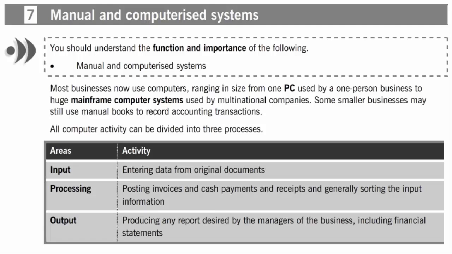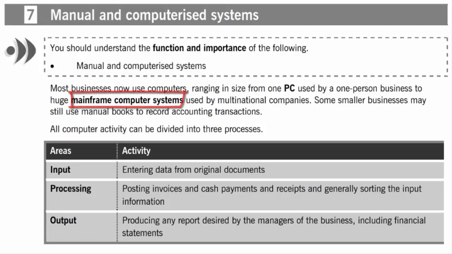The book tells us that we should understand two things. The function of these systems, that means what they do, and the importance of these systems, that means why they matter. Most businesses today use some kind of computer system to manage their accounting. But here's the interesting part. Not all systems are the same. Some small businesses might just use one simple PC. That's a personal computer like your laptop. Bigger companies like banks or international corporations might use very large and powerful systems called mainframe computers.